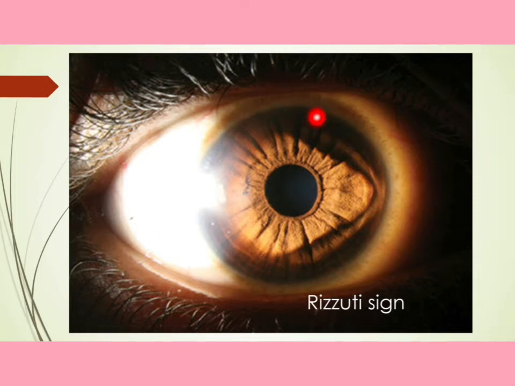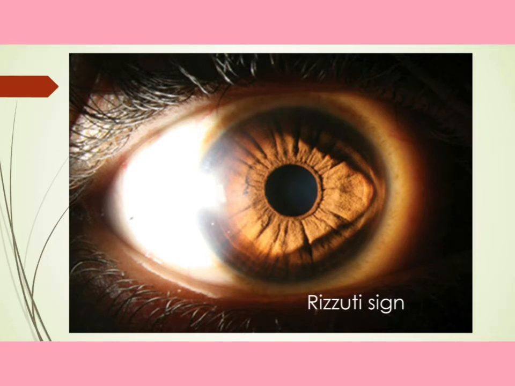Here you can see a conical reflection like this. The torchlight is from this temporal side, and on the nasal side this conical shape is there. Why? Because the cornea is cone shaped, and if you shine the light over here, then the shadow of the cone is in this part. So this is the Rizzuti sign.